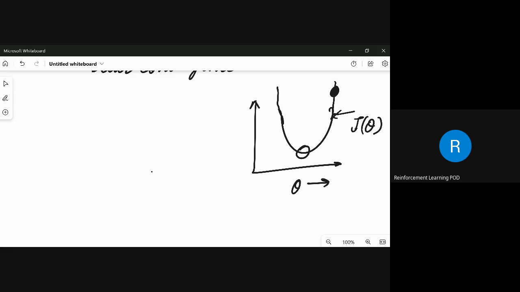What is the idea behind this? You compute the gradient at this point, which will point upwards along the y-axis. And what you do is you always move in the opposite direction of the gradient.